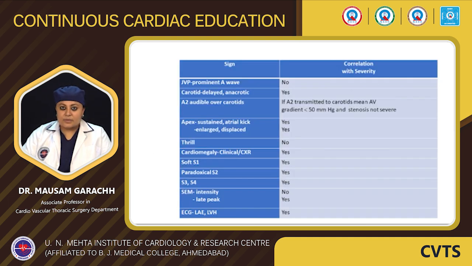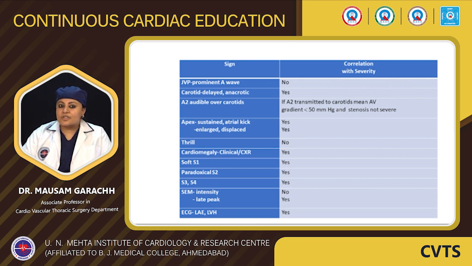Here is a table showing the signs and their correlation with the severity. On the left side are the signs, and on the right side is the correlation with the severity. So, JVP prominent A wave: no, it is not related. Carotid delay, anacrotic: yes, it is related to the severity. If the A2 is audible over the carotids, then no. If the apex is sustained, yes. If it is enlarged and displaced, yes.